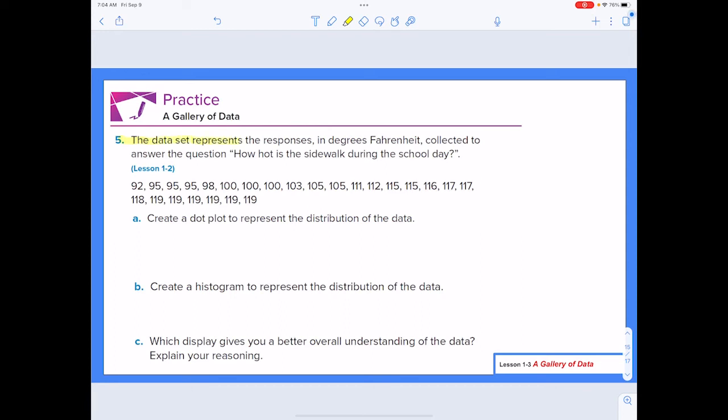The data set represents the responses in degrees Fahrenheit collected to answer the question, how hot is a sidewalk during the school day? We're going to create a dot plot, a histogram, and then talk about it real quick. So for a dot plot for something like this, we draw that line there.